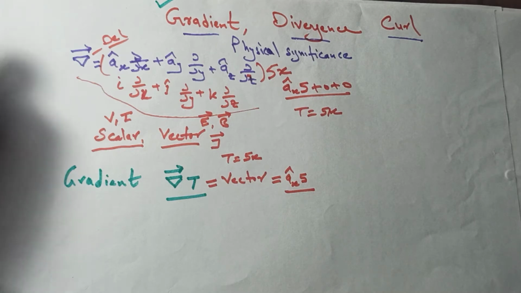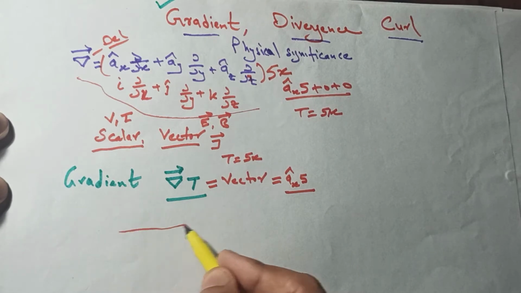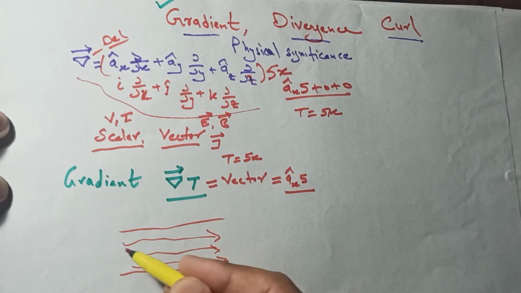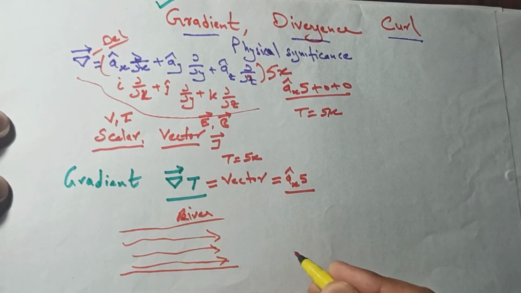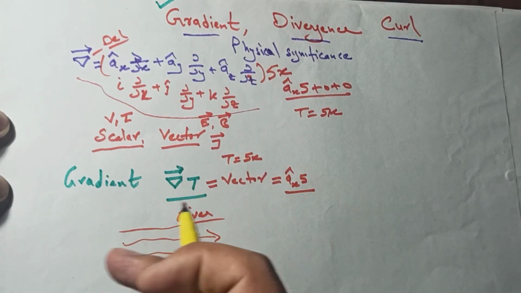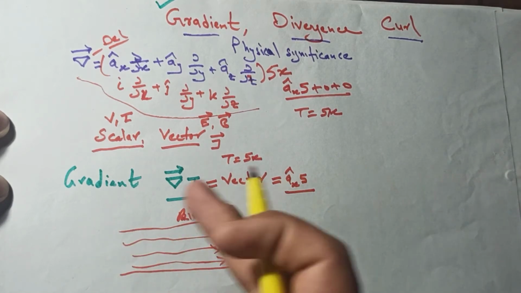Now let us take simple examples to understand this. Let us say this is a river and the water is flowing like this. We are in the river, the water is flowing, and you want to find out the rate of flow of the water. So you will calculate the gradient. Gradient will give you the maximum rate of increase of any scalar quantity, so the flow will be given by this gradient.